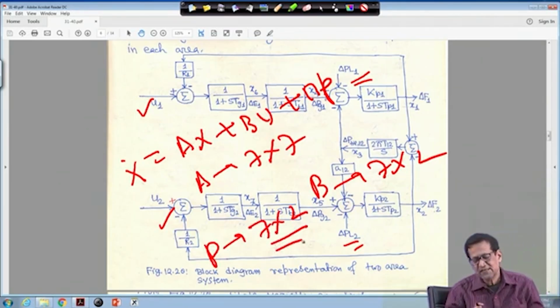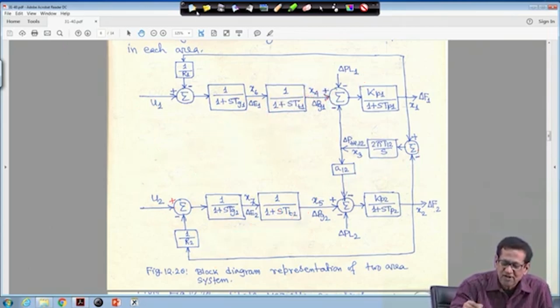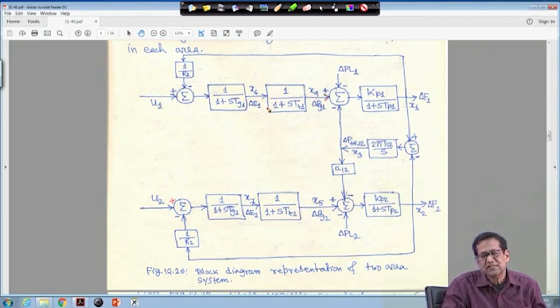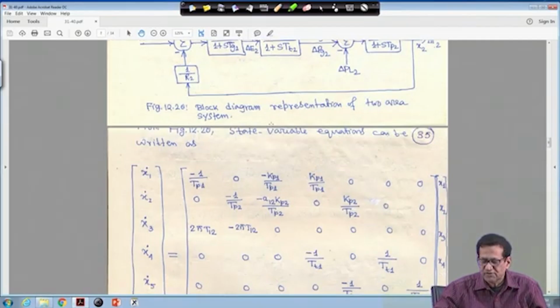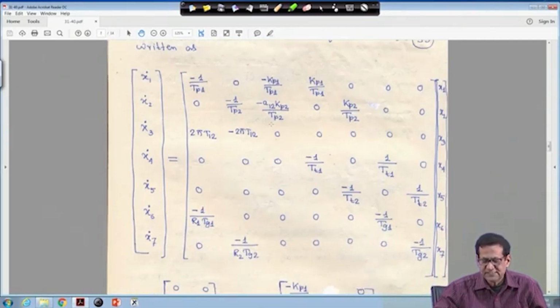You can easily write all the state variable equations, x1 dot, x2 dot, x3 dot and so on. I am giving you the complete matrix form, but you can easily write them. If you write this, it is your x1 dot, x2 dot, x3 dot, x4 dot, x5 dot, x6 dot and x7 dot.